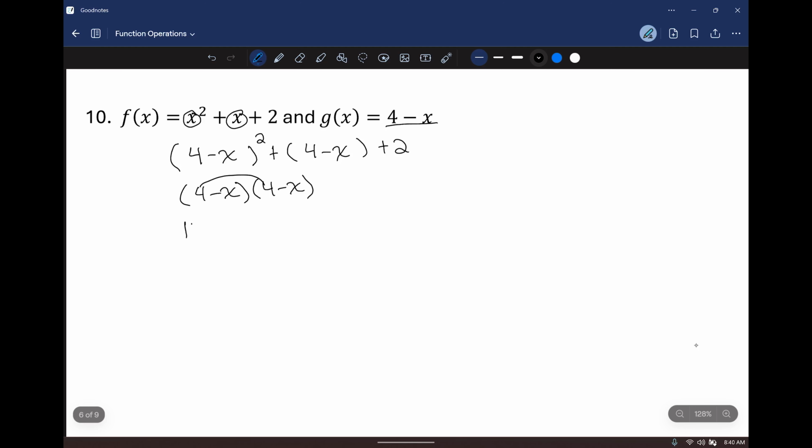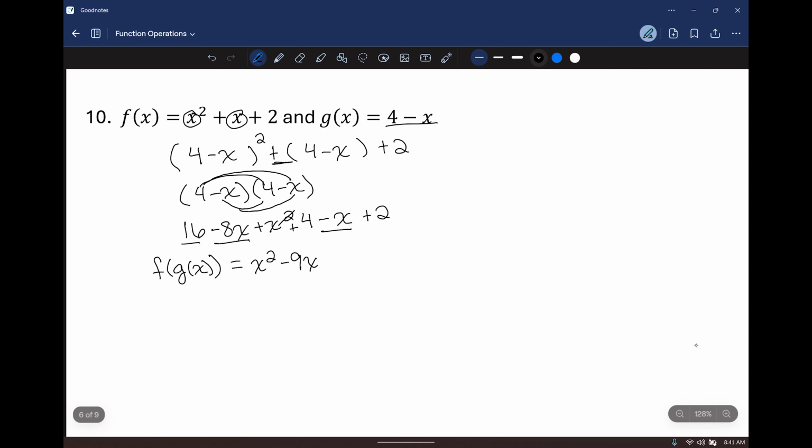So 4 times 4 is 16. And then since these are the same, I have a negative 4x and another negative 4x. That's negative 8x. And then negative x and negative x, that gives me positive x squared. There's nothing to distribute here, so I just have 4 minus x, and then plus 2. So I'm going to go ahead and write my composition notation and put these together, combine like terms. So I have an x squared, negative 8x and negative 1x make negative 9x. 16 and 4 make 20, plus 2 is 22.